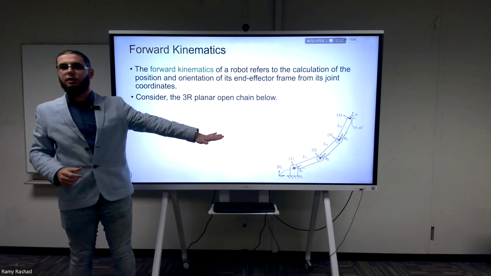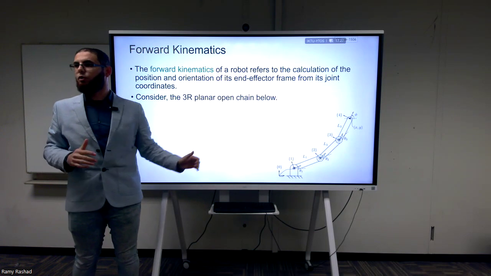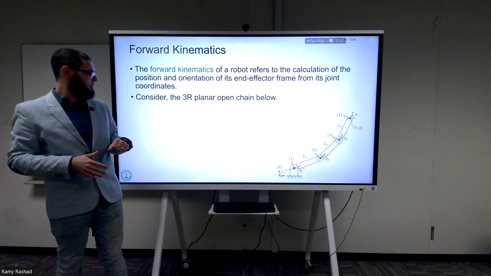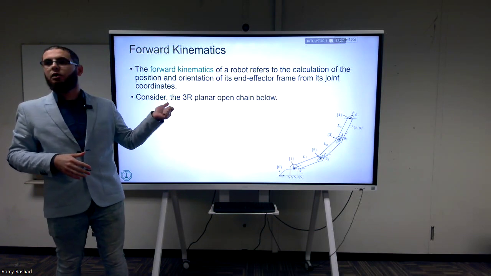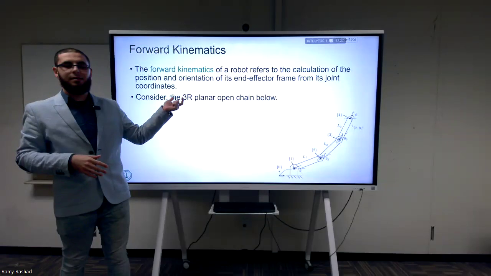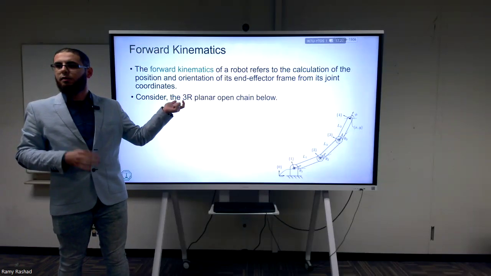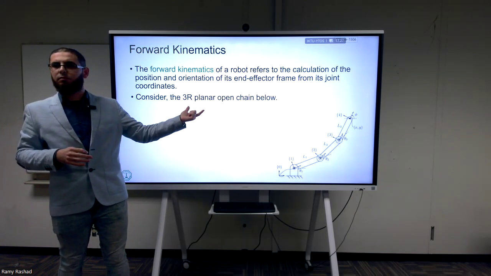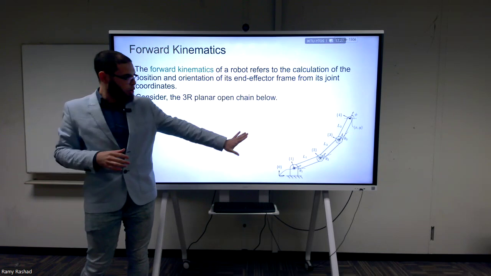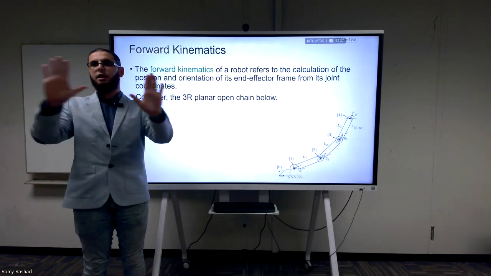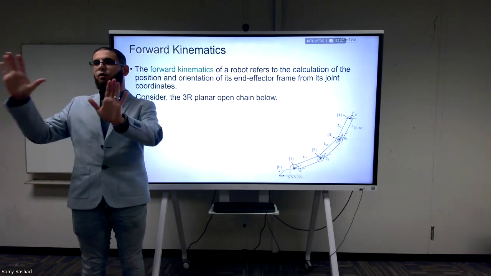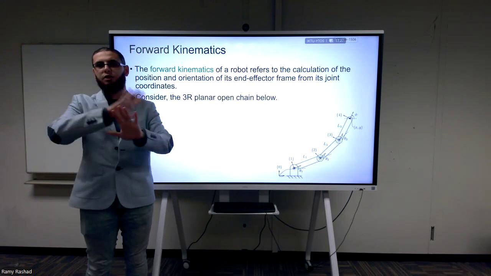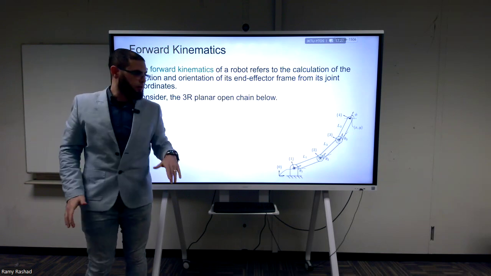Let's take an example. This should be trivial, something you can do on paper in about 5 or 6 minutes. This is a 3R planar open chain manipulator. When we say 3R, what does that mean? 3 revolute joints. And it's planar. What does planar mean? Even though there are a number of rigid bodies, we see it's only moving in one plane. It's not allowed to exit this plane at all. Even if theta 1, theta 2, and theta 3 change, it will always remain in this plane.